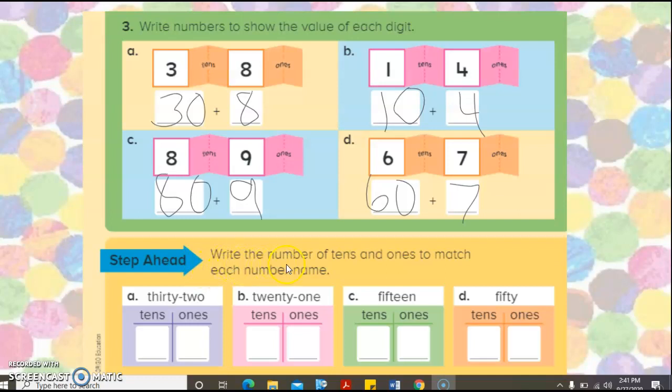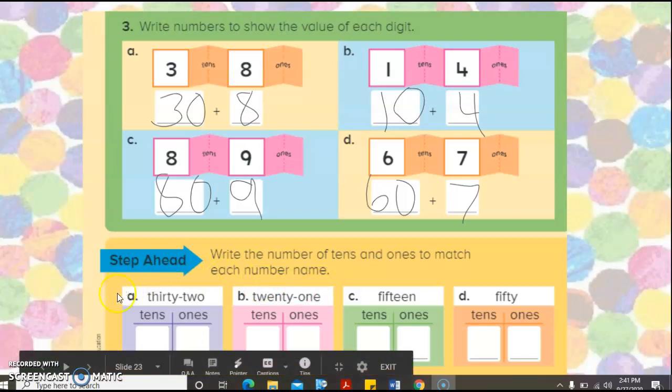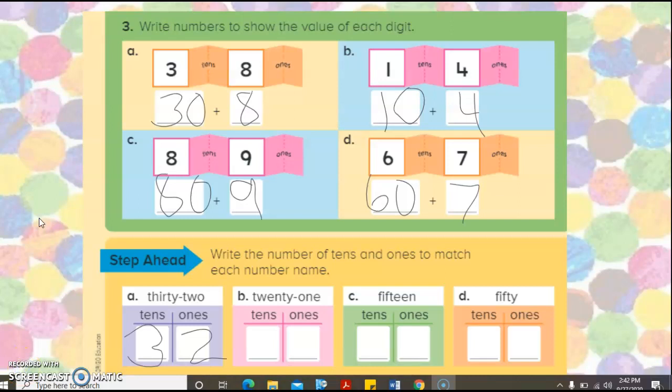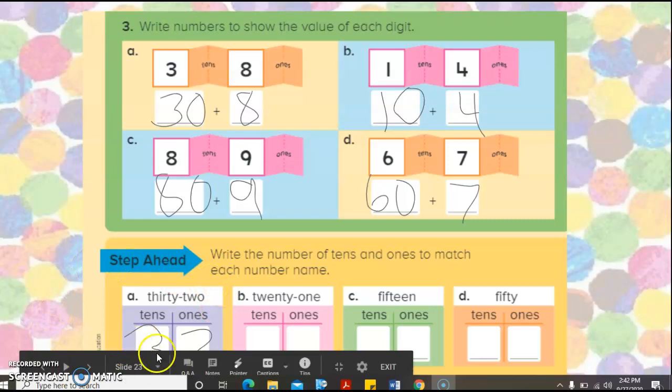Step ahead. Write the number of tens and ones to match each number name. So for letter A, we have 32. I want you to pause the video and think, how many tens and ones are in this number, 32? Alright, if you said there are 3 tens for 30 and 2 ones, you are correct. So I have a 3 and a 2. I know this part comes up so it's a little hard to see, but I have a 3 in the tens position, and a 2 in the ones position, because 32.